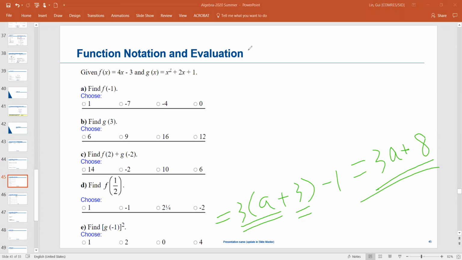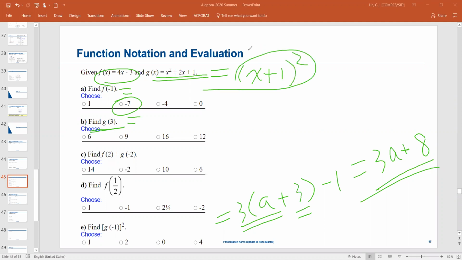So here, f(x), here is the -1 put here, so -4 minus 3, -7, right? What about g(3)? g is right here, right? So here actually you can rewrite it into (x plus 1) squared, right? Is it correct? So if you say g(x) equals, g(3), so input 3, so here became 4 squared, right? So equals 16. The answer is this one.